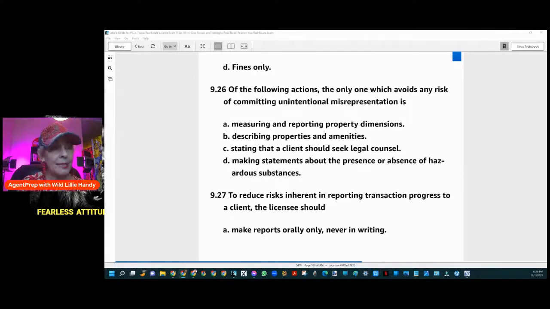Okay. So the answer is C, stating that a client should seek legal counsel. Okay. That one avoids any risk of committing unintentional misrepresentation.